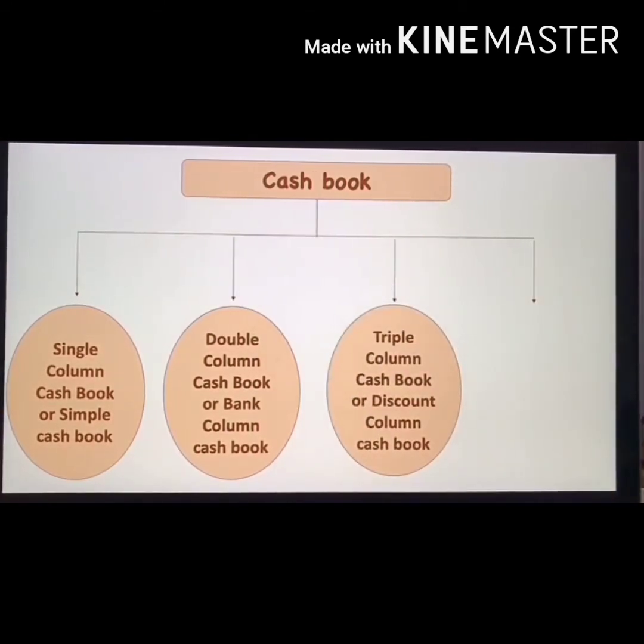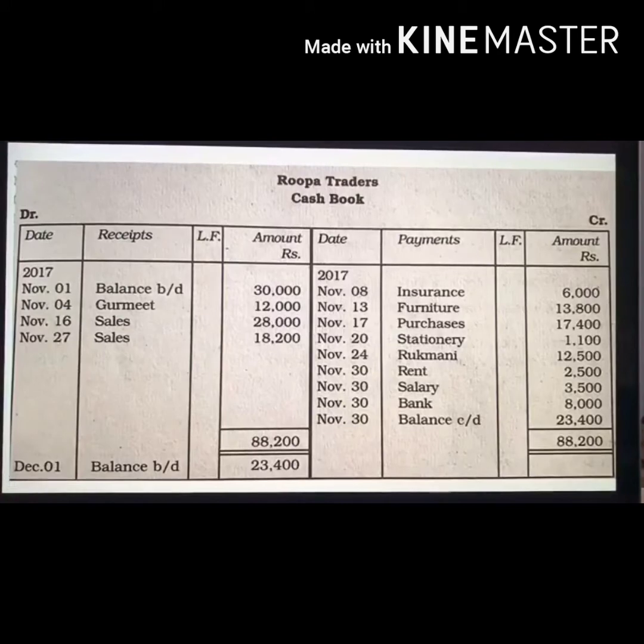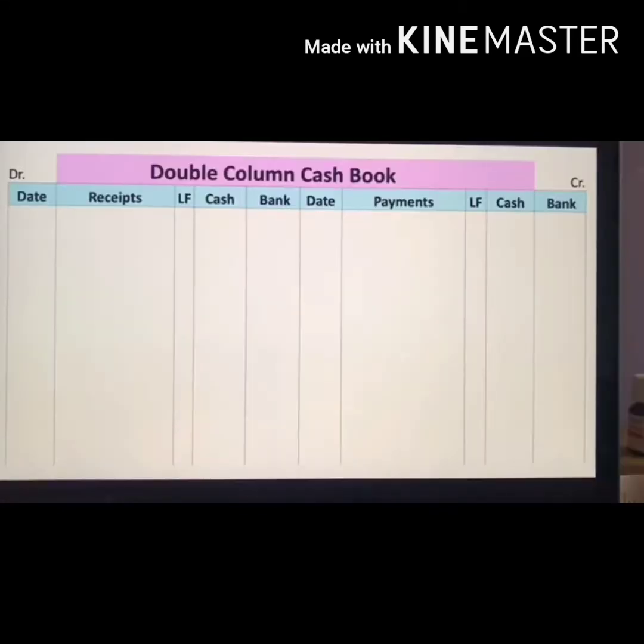How many types of cash book are there? First is single column cash book or simple cash book, where there is only one column of cash. Second is double column cash book, which has two columns, one of cash and second of bank. Third is triple column cash book, which has three columns: cash, bank and discount. This is the format of cash book.